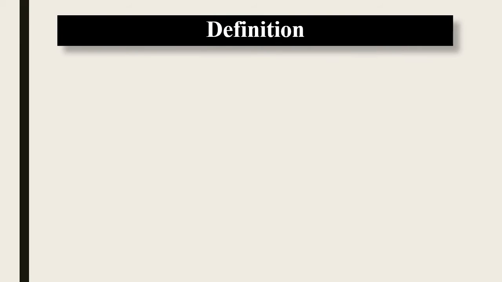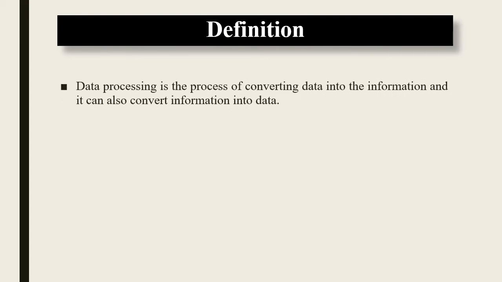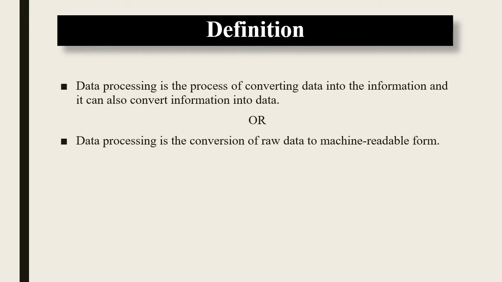Next, definition of data processing. Data processing is the process of converting data into information, and it can also convert information into data. Or second definition, data processing is the conversion of raw data to machine readable form. So data processing is the process to convert data into information and information into data. Or another, the conversion of raw data to machine readable form is known as data processing.